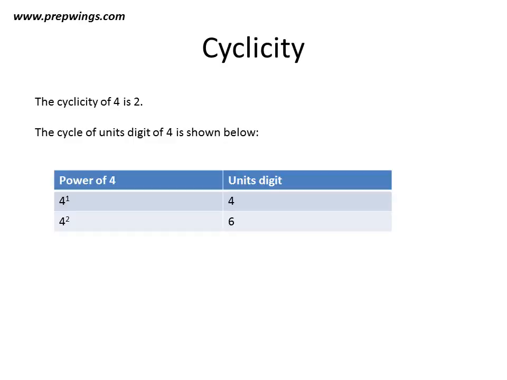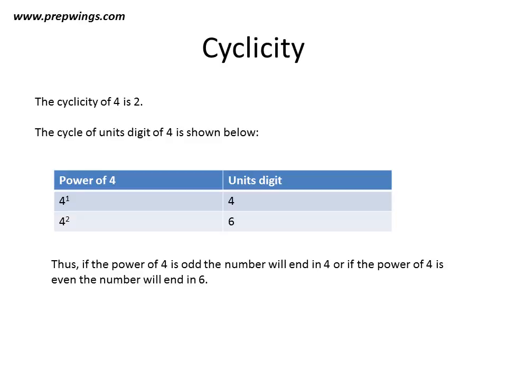Now we look at 4. The cyclicity of 4 is 2, and the cycle is shown here. 4 raised to power 1 ends in 4, 4 raised to power 2 ends in 6. What we observe from this is, if the power of 4 is odd, then the result will end in 4, and if the power of 4 is even, then the result will end in 6.